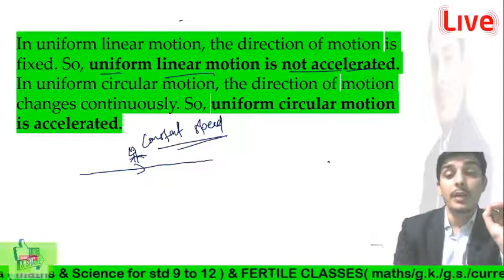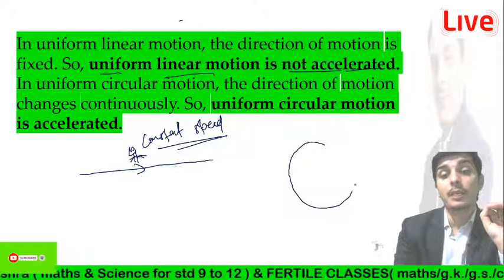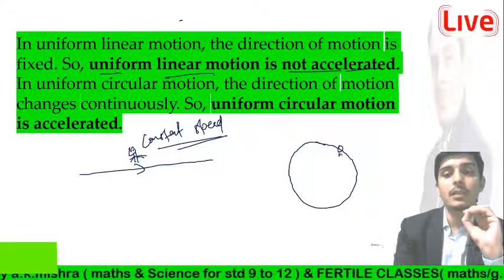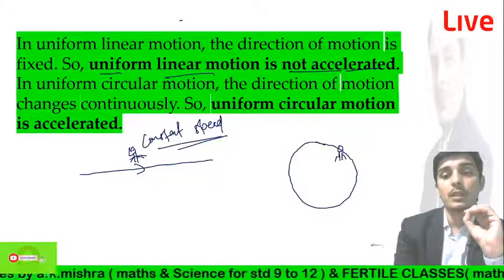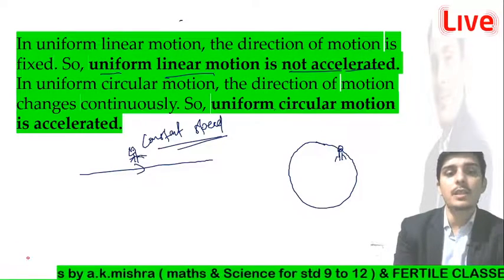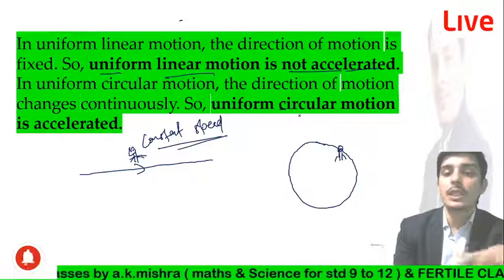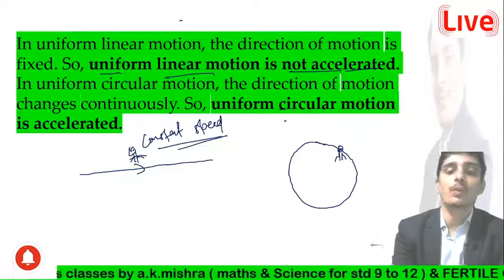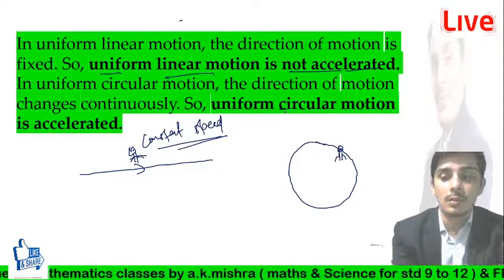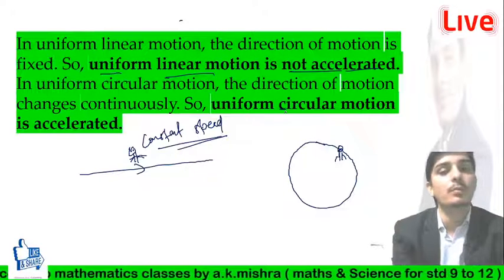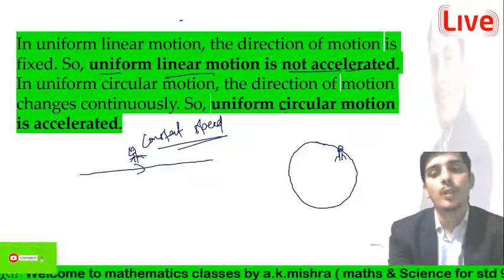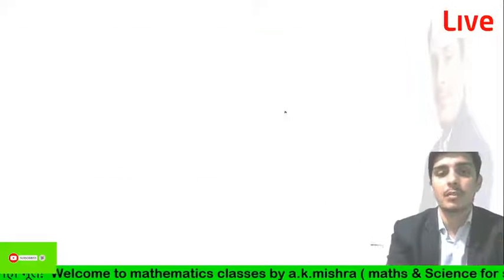But now I am going to take another example. Take the example of an athlete running on a circular track, right? The direction of motion changes continuously, so uniform circular motion is accelerated. So this is the difference between uniform linear motion and uniform circular motion, guys. I hope you are getting it very well, guys, right?